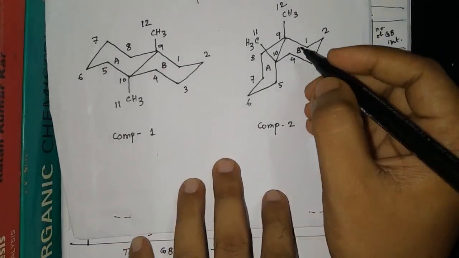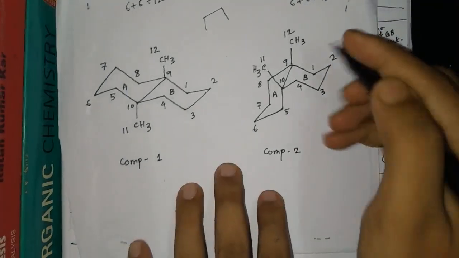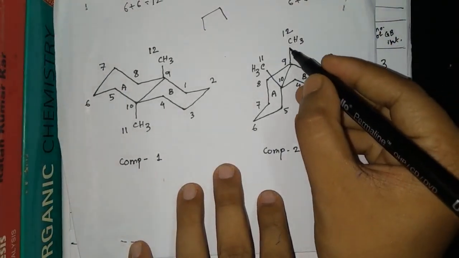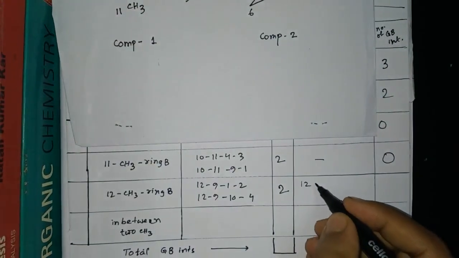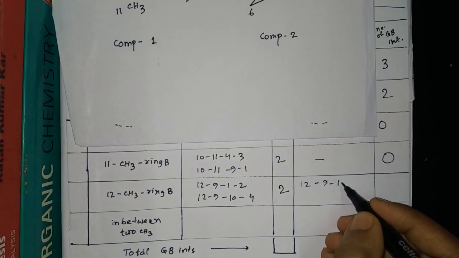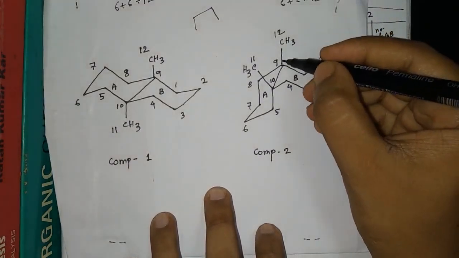For compound 2, 12 CH3 ring B. So see 12, 9, 1, 2. This is a gauche butane interaction. And there is another gauche butane interaction.